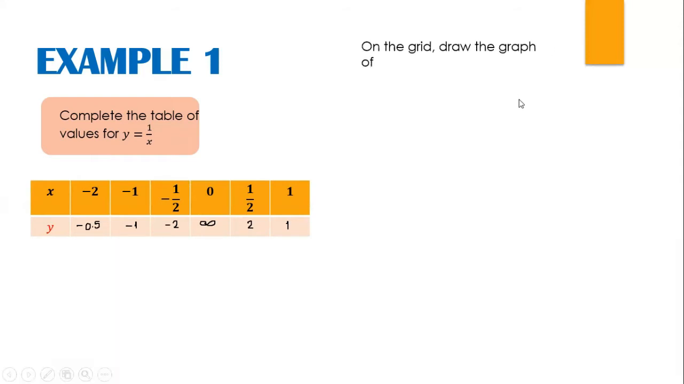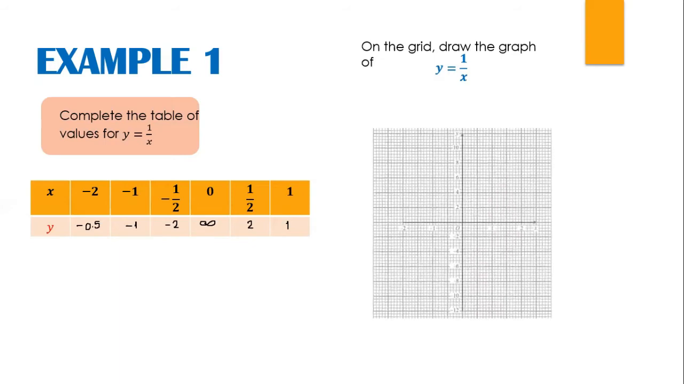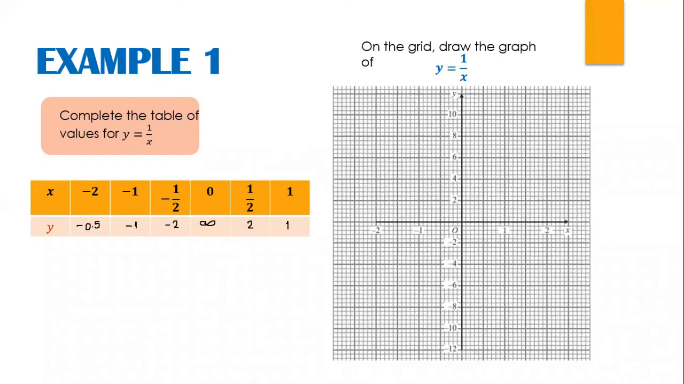On the grid, draw the graph of y equals 1 over x. Here's the grid. Our job is already done to complete the table. For y equals 1 over x, we have the table complete now. Now our job is to plot the data from the table on the grid. You just copy and paste the data from the table and then plot it on the grid.